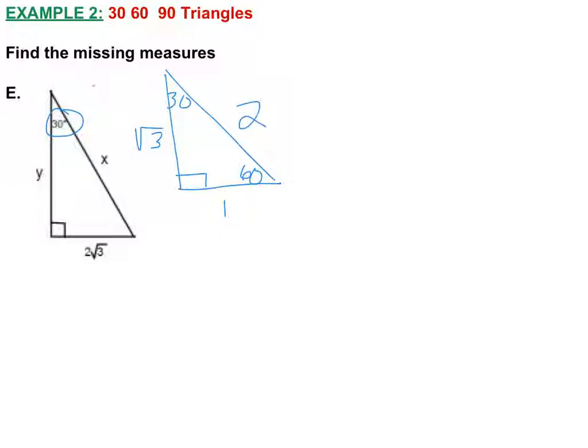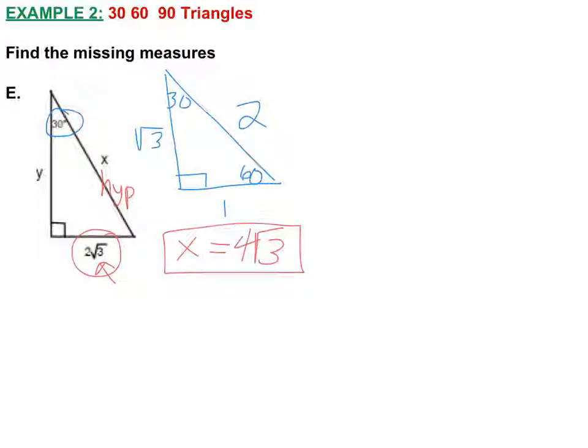We have the short side. What's the relationship between the short side and the hypotenuse? Well, if I double the short side, I'm going to get the hypotenuse. So if I just take that short side right here and double it, that's going to be 4 square roots of 3. And that's my x. Again, I could set up a proportion, but that's a really good shortcut for us to know.